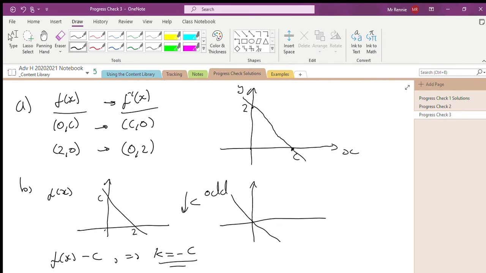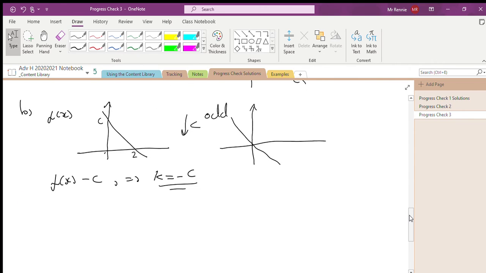So that's the property of odd, that if we rotate it at 180 degrees, we get the same picture back. So in other words, it's got to be sort of diagonally opposite each other. And we'll now go on to the last part, which is c.